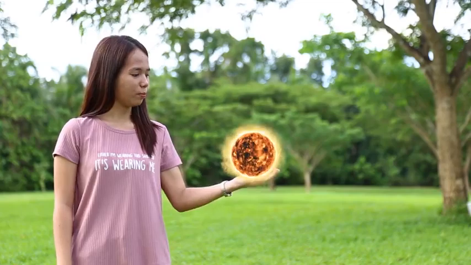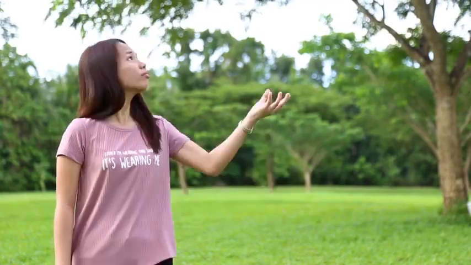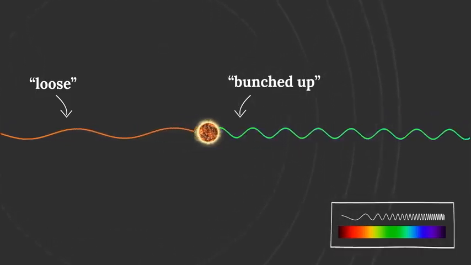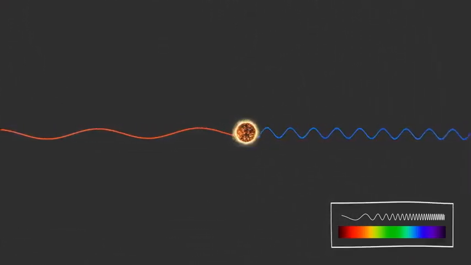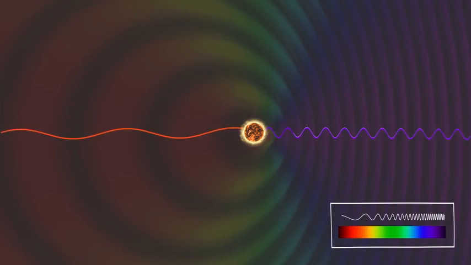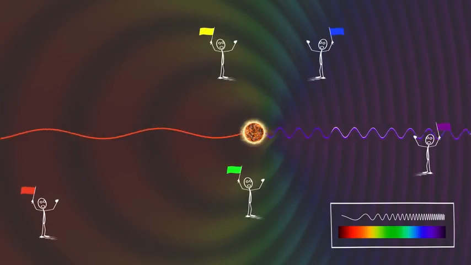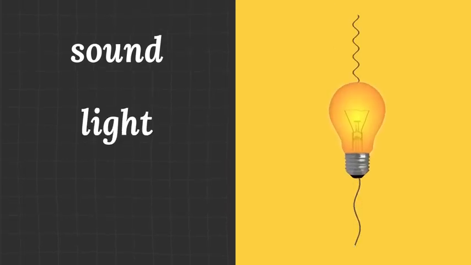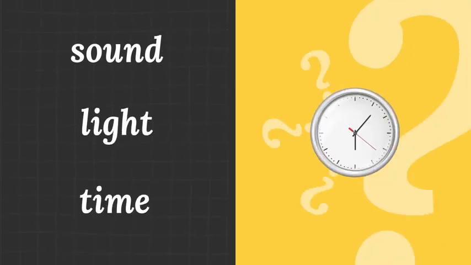Similarly, if I throw this ball close to the speed of light, its light waves would also get loosened and bunched up, making it appear as different colors. With infinitely many observers, the ball would appear to be all colors at the same time, each color relative to one observer. So sound and light are relative. Ever heard of time being relative?